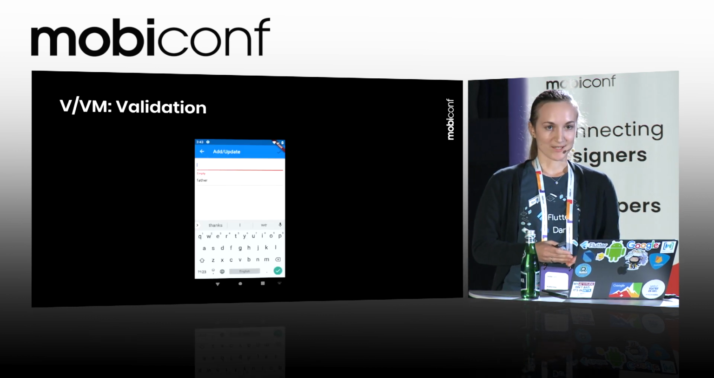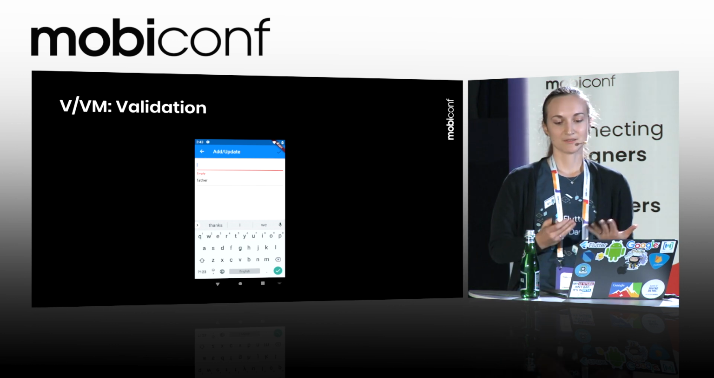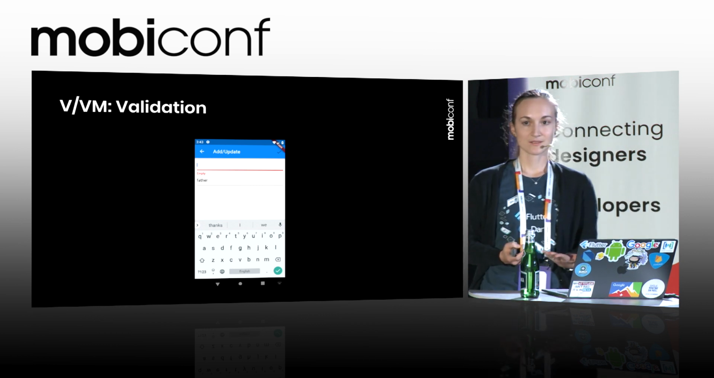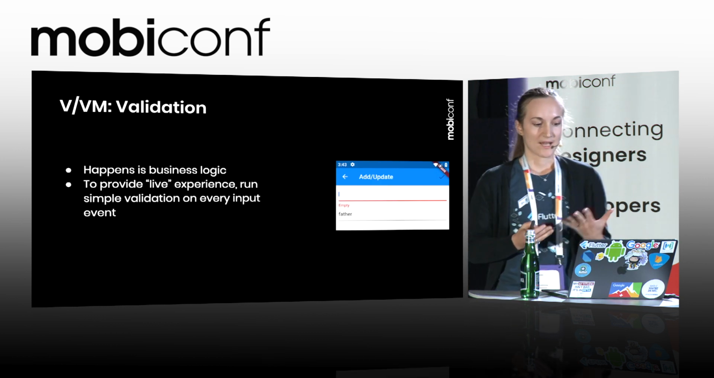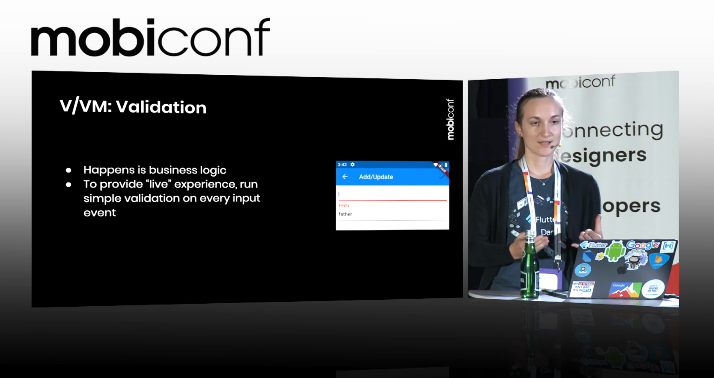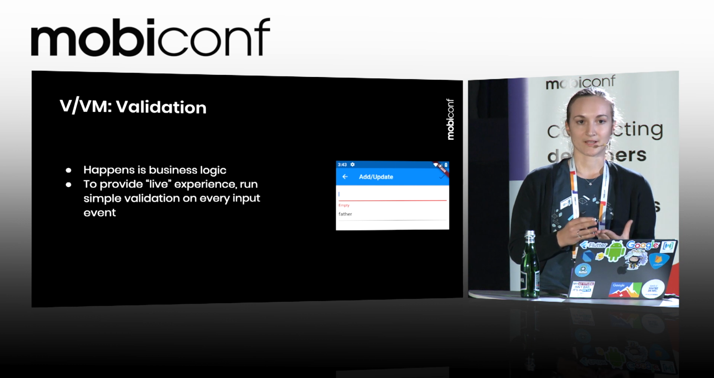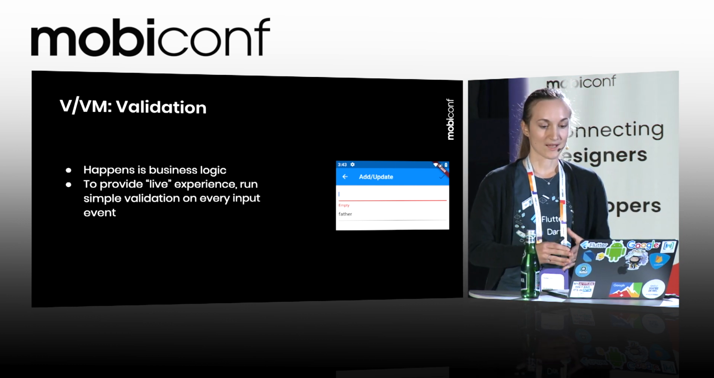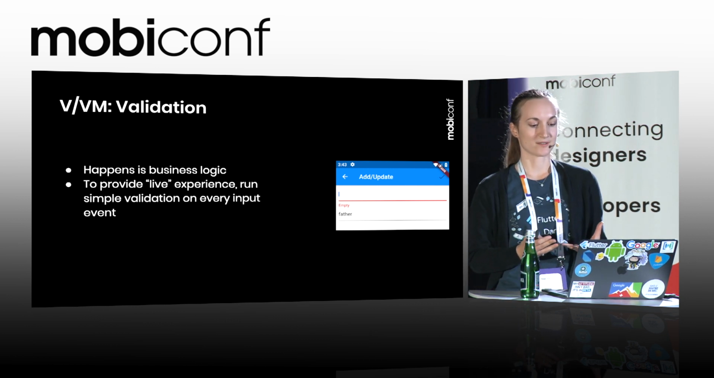Let's talk about validation. When we create a word with translation, we still need to validate that fields are not empty, and depending on it, enable or disable save button. And validation happens in business logic. To provide live experience, we can run validation on every user input event. For example, text field, checkbox, and slider. And we have to show validation errors as well.